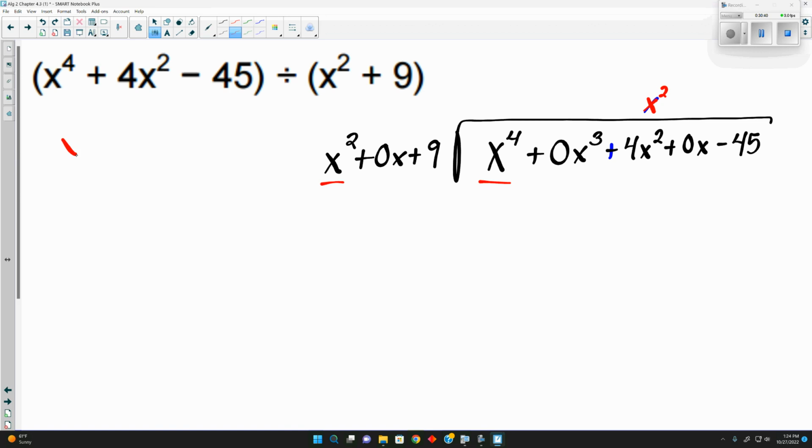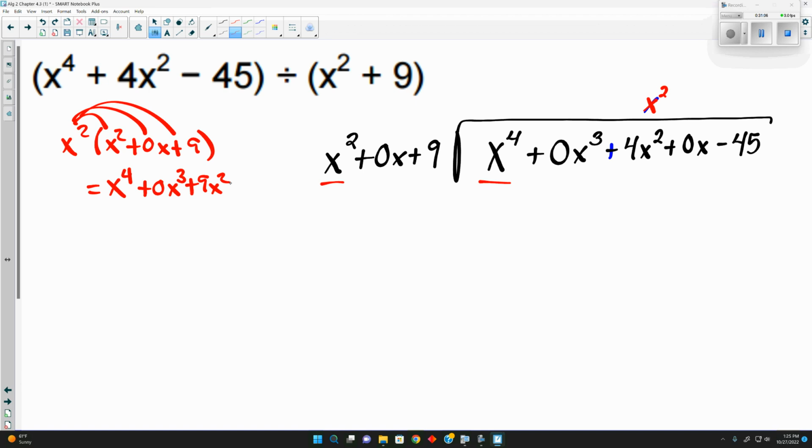And again, we can multiply this out. So we'll do x squared times x squared plus 0x plus 9. Multiply through. X squared times x squared is x to the fourth. X squared times 0x is, well, plus 0x cubed. I mean, it's still 0. And x squared times 9 is plus 9x squared. And we could fill that in here. So we'd have x to the fourth plus 0x cubed plus 9x squared.